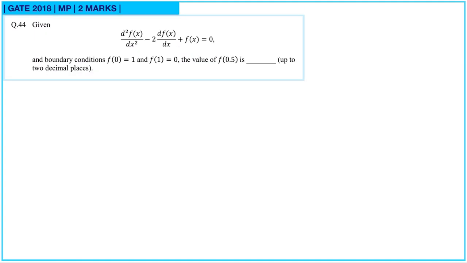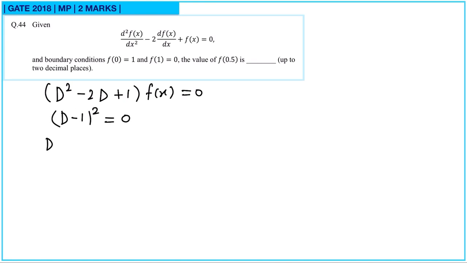Given this equation d2f by dt square, so this is d square minus 2d plus 1 into f of x is equal to 0. And boundary conditions are given. The value of f of 0.5 is. So this is d minus 1 square is equal to 0. That means d is equal to 1, 1. So this function will be c1 plus c2x into e raised to 1 into x.